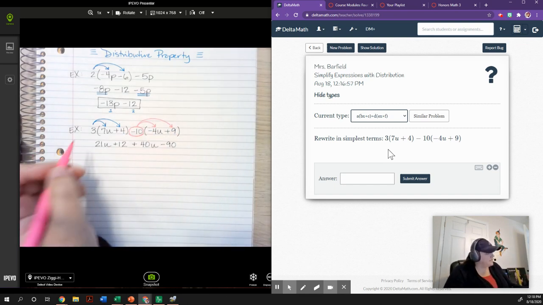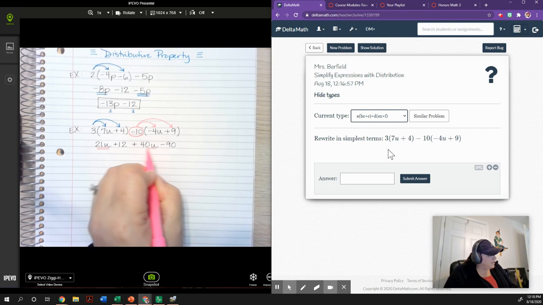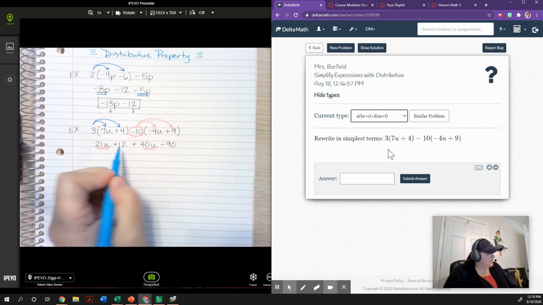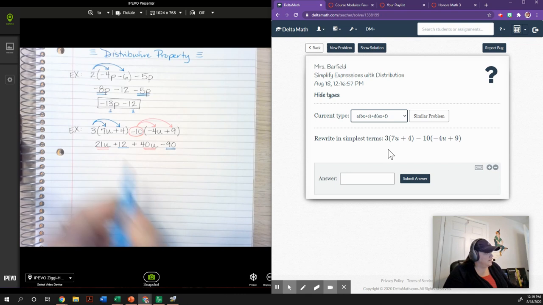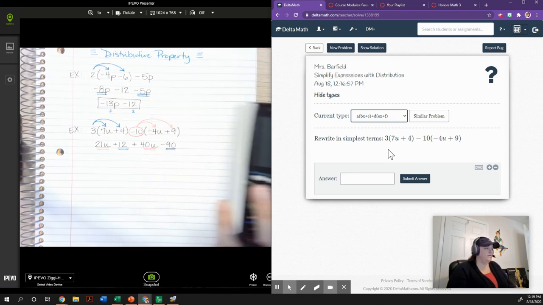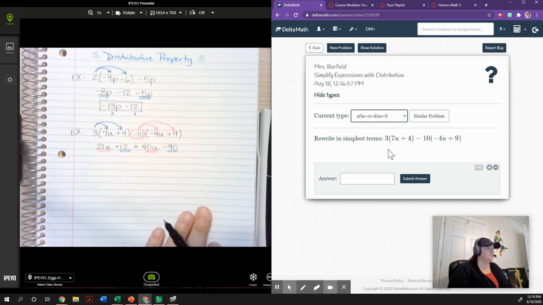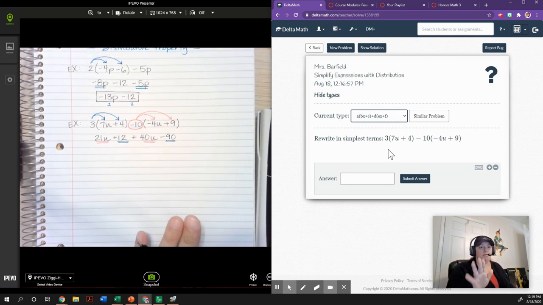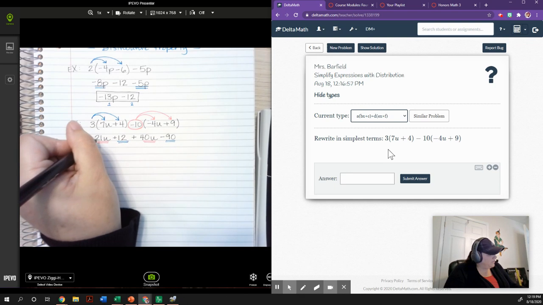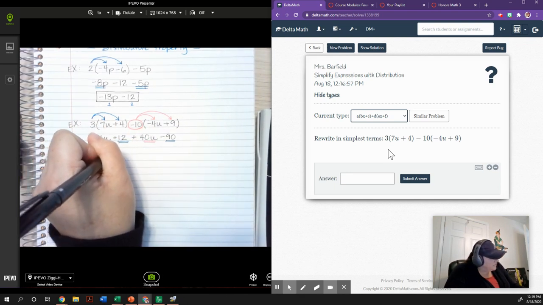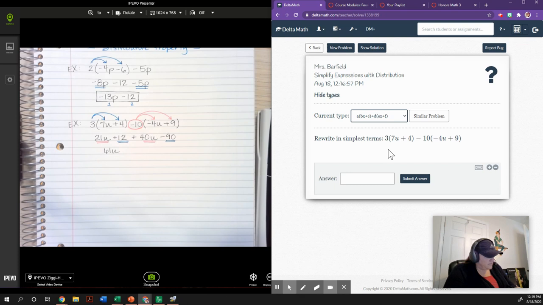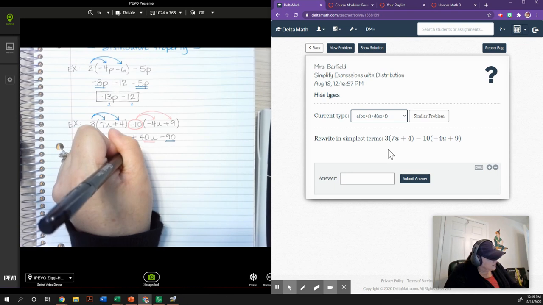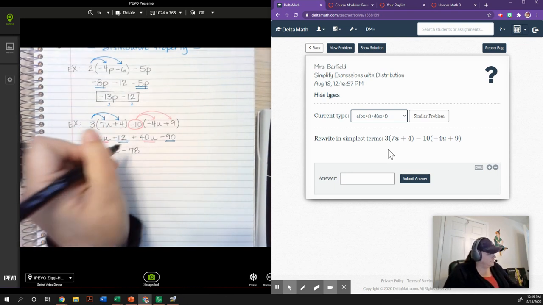All right, now I'm going to combine like terms. So 21u and 40u are like terms, and then 12 and negative 90 are like terms. Notice how I've differentiated between colors. Now remember, if you're not confident with your positive and negative numbers, I even use a calculator to check my work, just because I'm making a video and I would hate to mess up. All right, so 21 plus 40, that is 61u, and then 12 minus 90, or 12 plus negative 90, is minus 78.